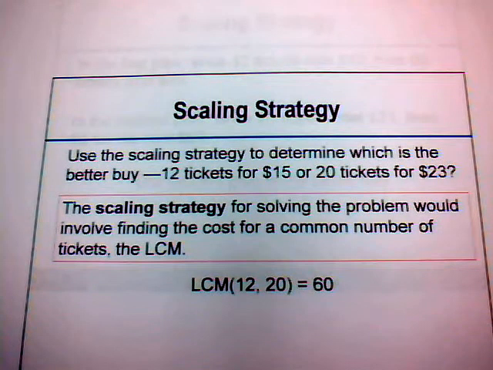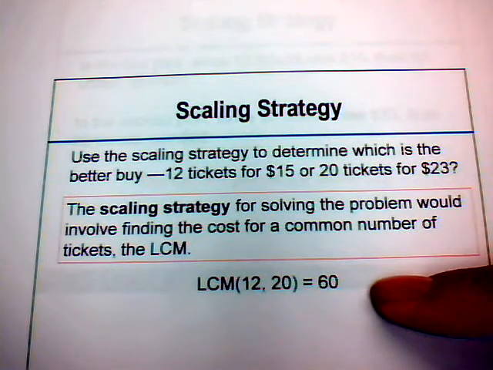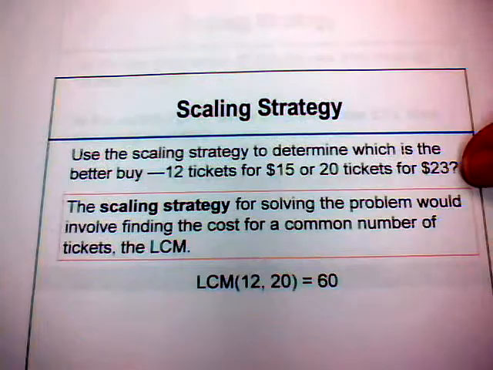Now we have 12 tickets for $15 and 20 tickets for $23, and we want to find out which one is the better buy. So here the scaling strategy for solving the problem would involve finding the cost for a common number of tickets, or the least common multiple. And in this case here for 12 and 20, the least common multiple, or the lowest number that is divisible by 12 and 20, would be 60.